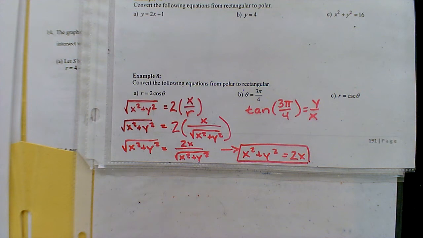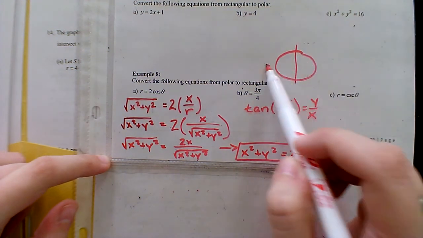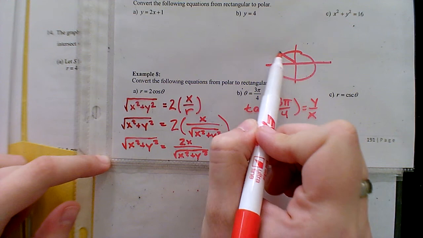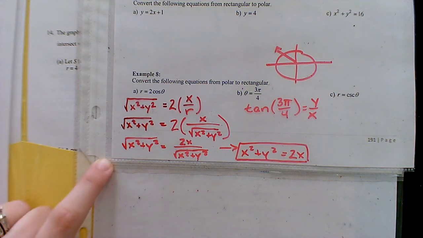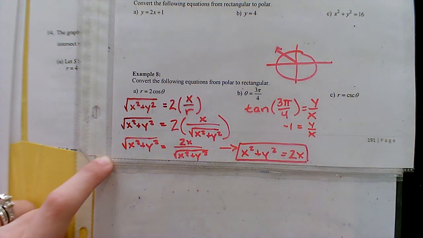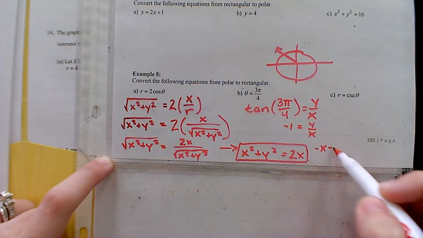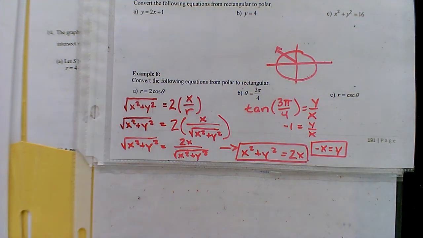But we could probably, again, clean it up, simplify it. Can we think about what the tangent value at 3 pi over 4 is? Let's see, on our unit circle, 3 pi over 4 is in the exact middle of the second quadrant. Negative 1, good. So maybe we'll multiply the x over, and we'll get negative x equals y. Perfect.